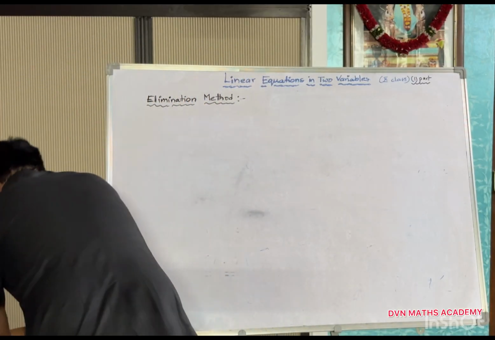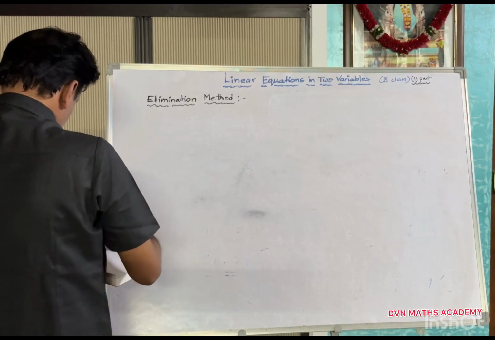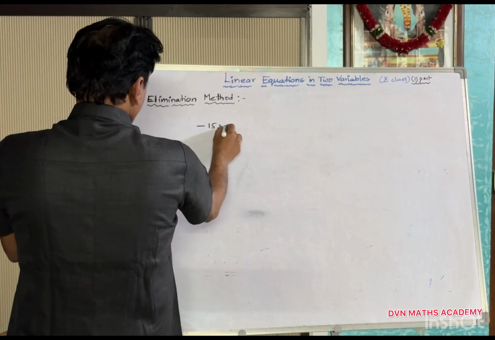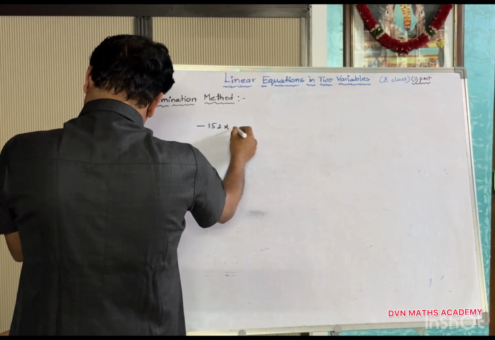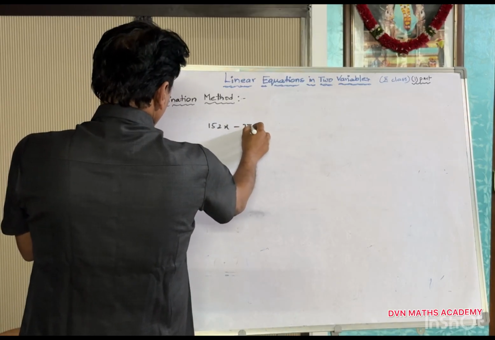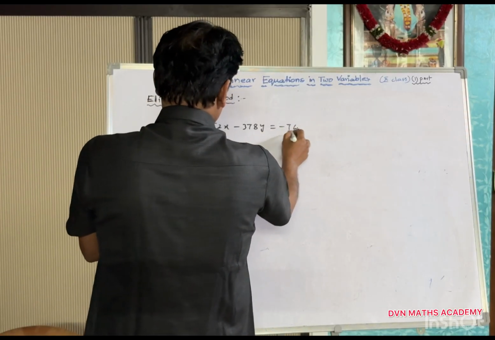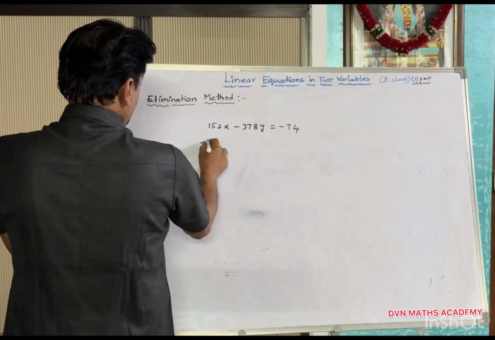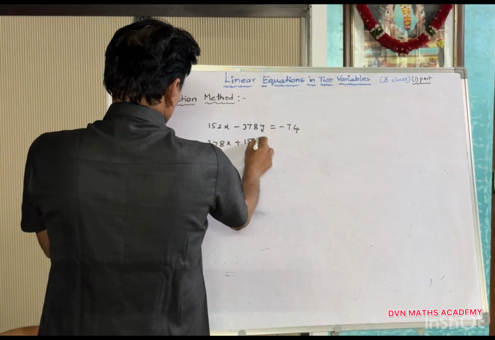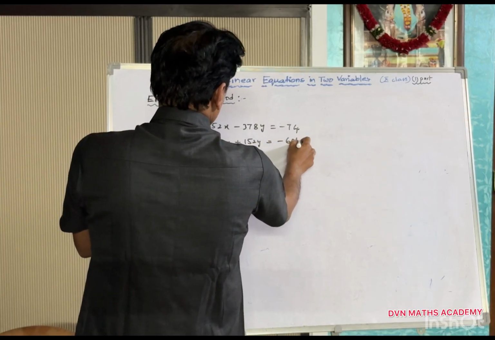The question is: 152x minus 378y is equal to minus 74. The next equation is minus 378x plus 152y is equal to minus 604.